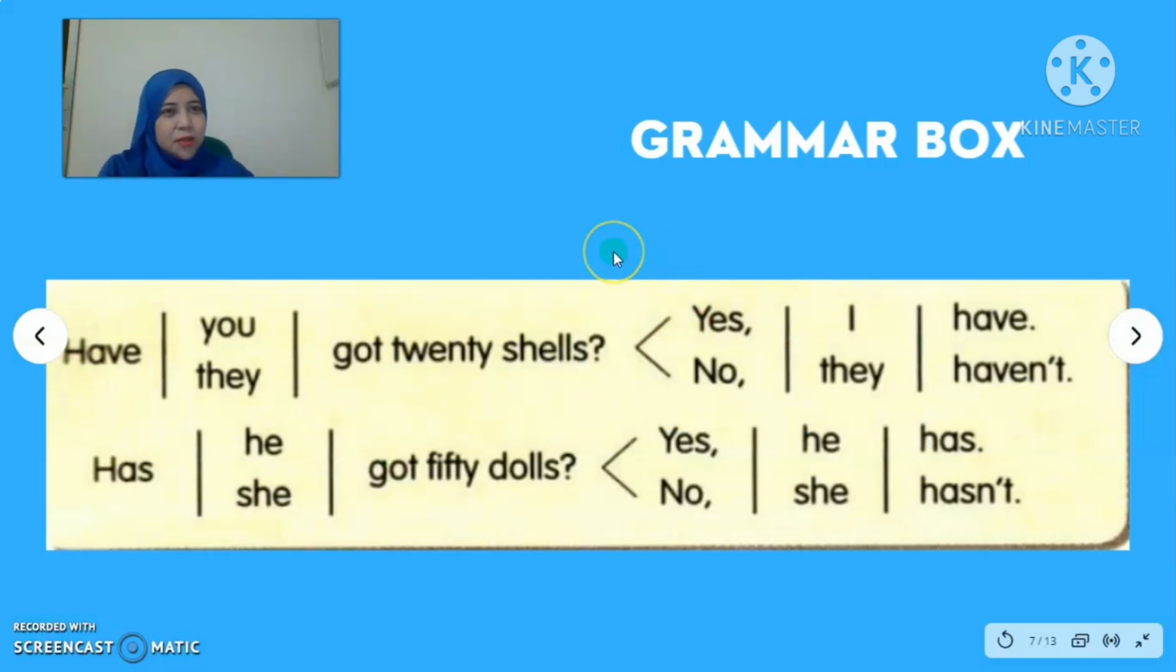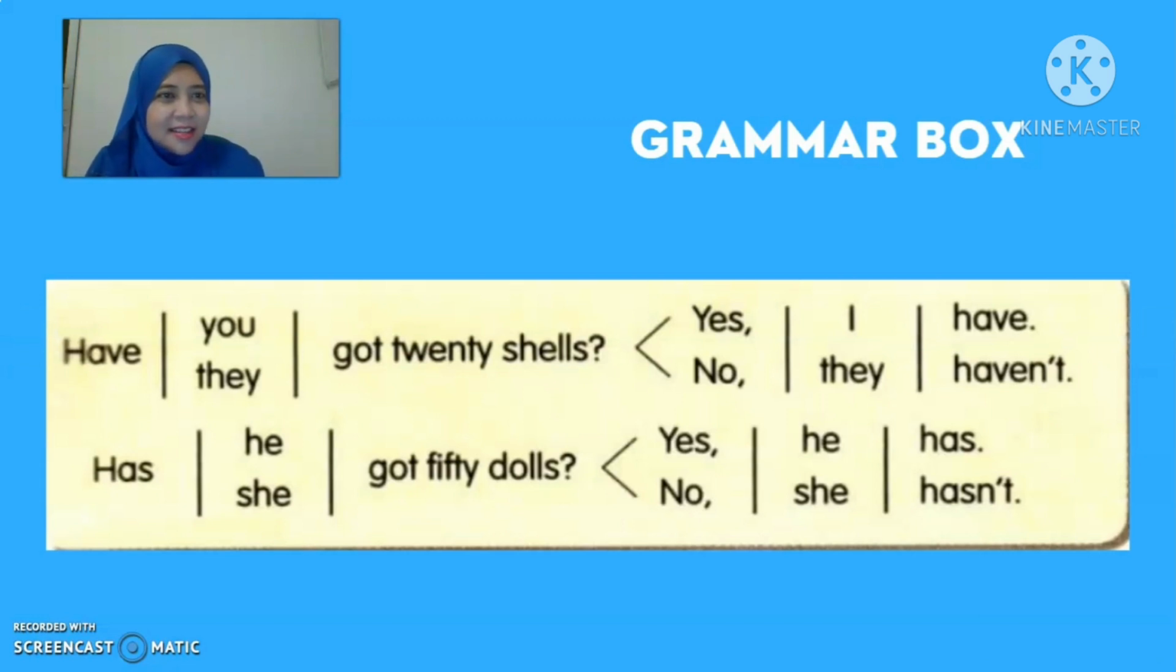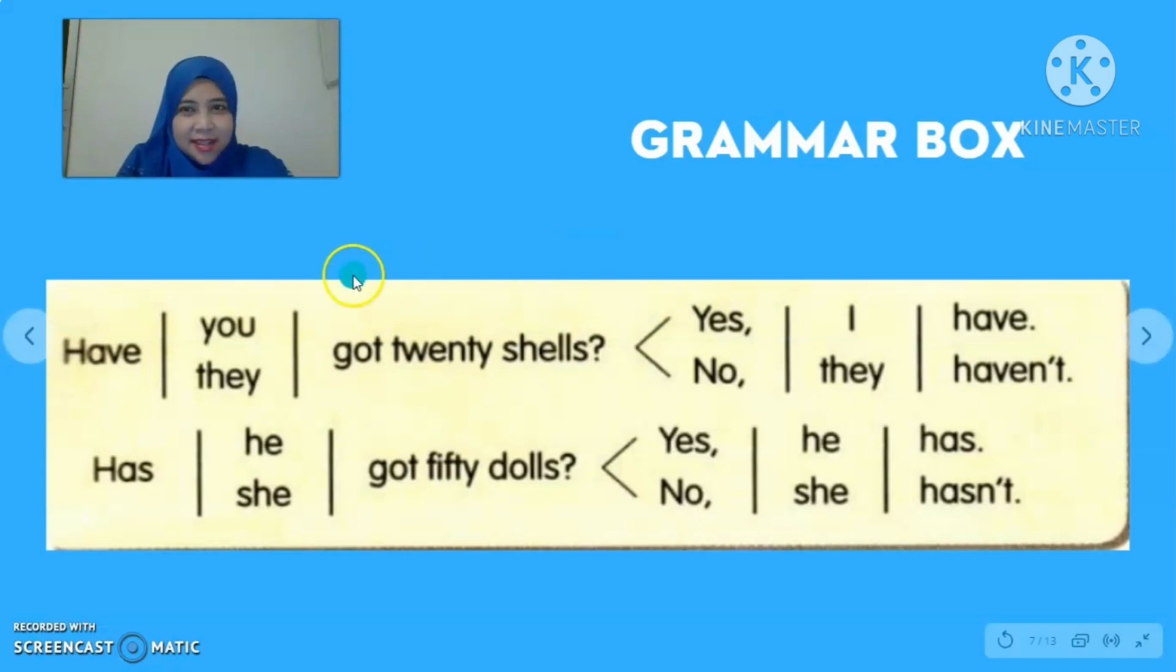Okay, so how many shells does Anna have? Anna has 100 shells, and unfortunately, Greg has found a crab instead of shells. Okay, so you can watch the story again.